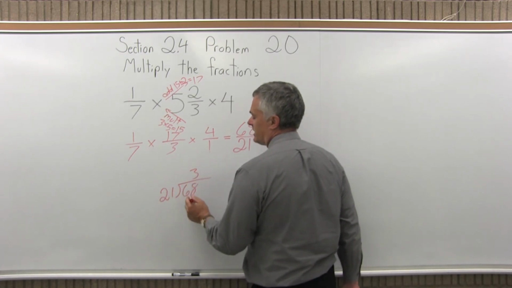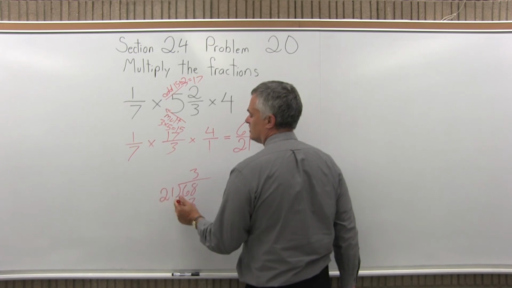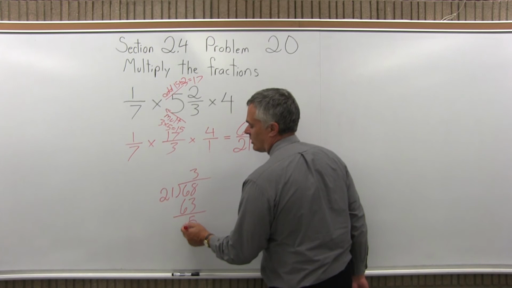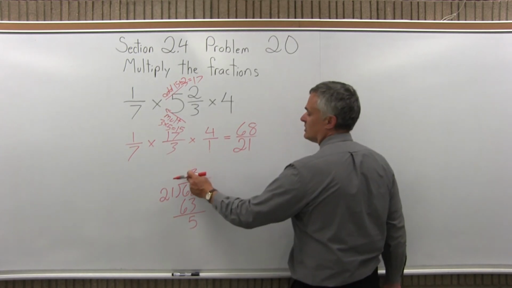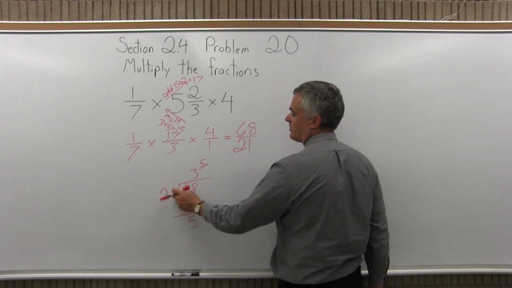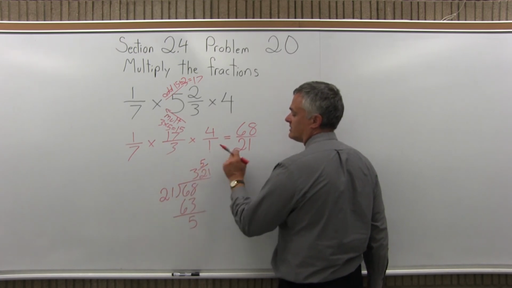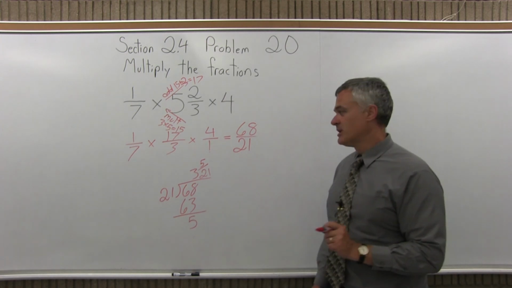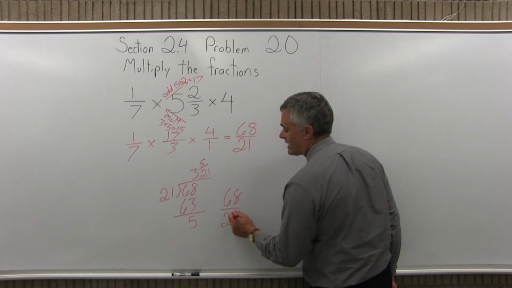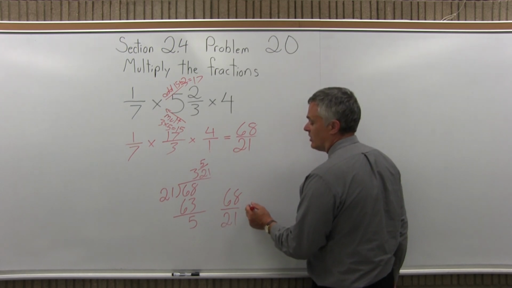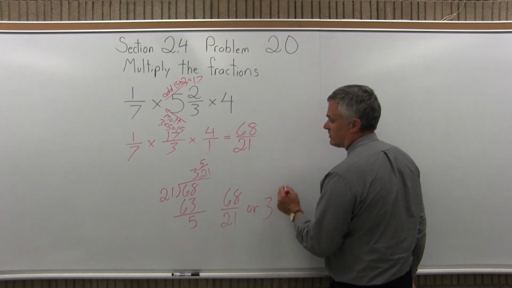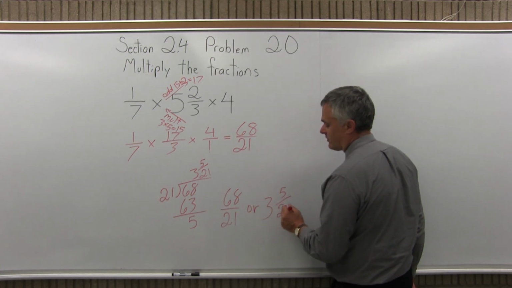3 times 1 is 3. 3 times 2 is 6. So now I have 68 minus 63. My remainder is 5. So the number in front is the whole number. The remainder is the numerator. And what was the denominator, the number outside of your division, stays the denominator. So if they will allow you to leave your answer as an improper fraction, 68 over 21 is good. Or if they say that you can't do that, with a little bit of work, you can convert it to 3 and 5/21, like that.